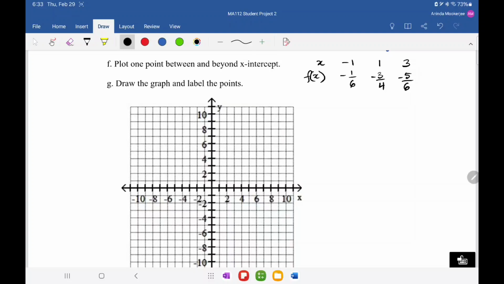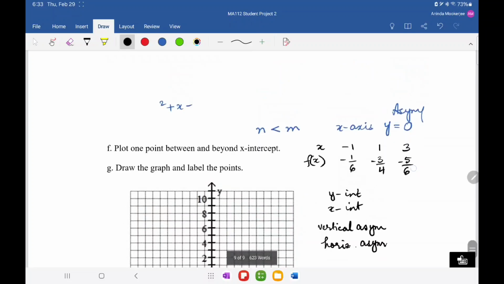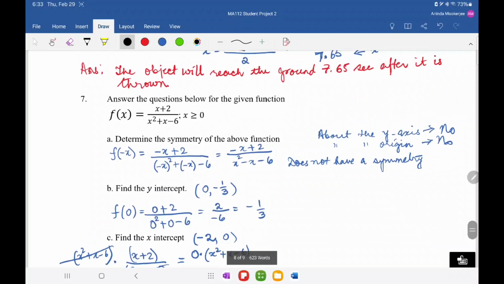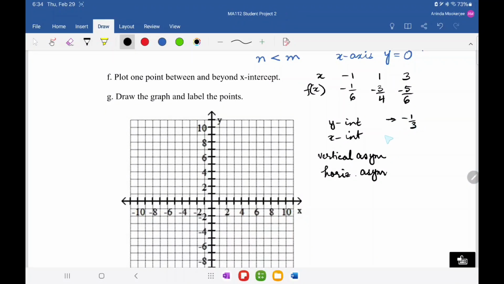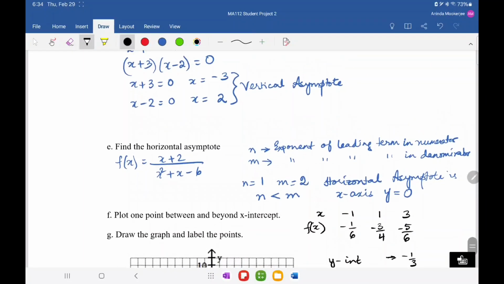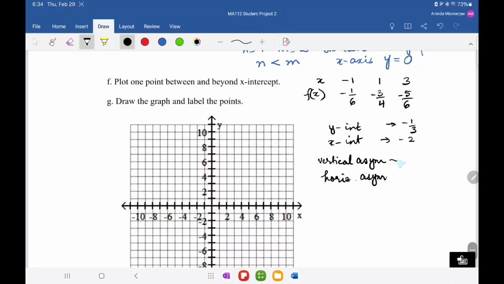So now we can go ahead and complete the graphing of this function using the y-intercept, the x-intercept, and the asymptotes, the vertical asymptotes as well as the horizontal asymptote. The y-intercept, let's go back to find what it was, is -1/3. The x-intercept was at -2. The vertical asymptotes were at x equals -3 and x equals 2. And the horizontal asymptote is the x-axis, so y equal to 0.